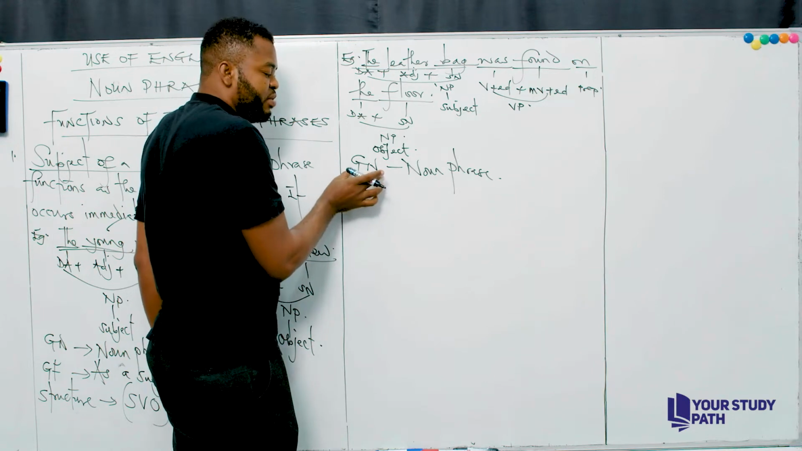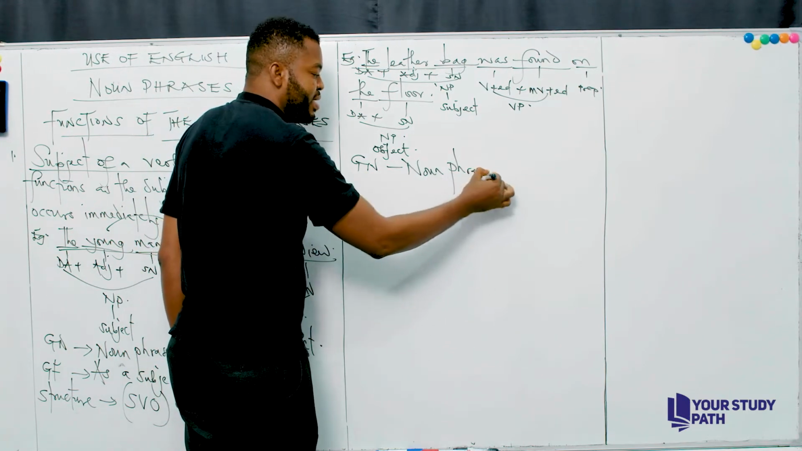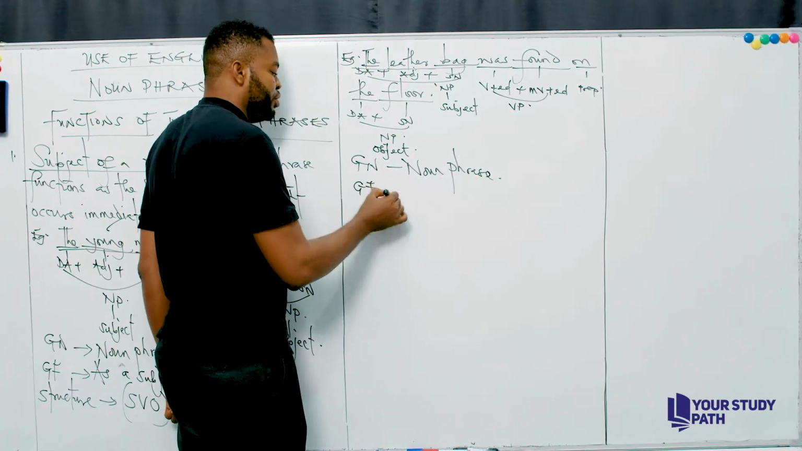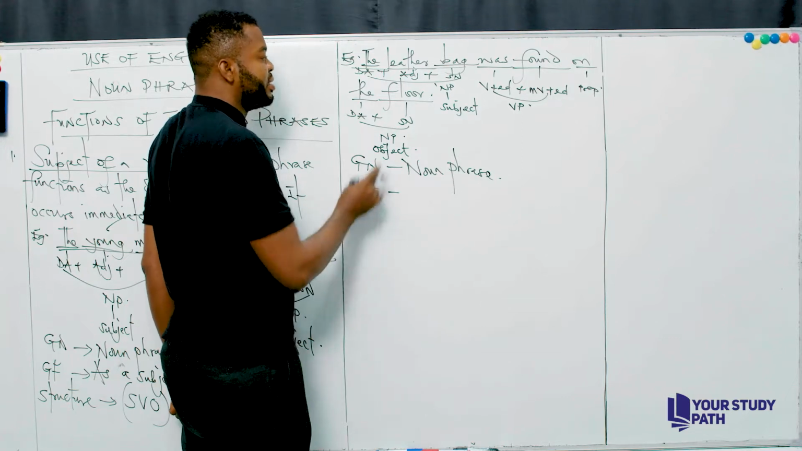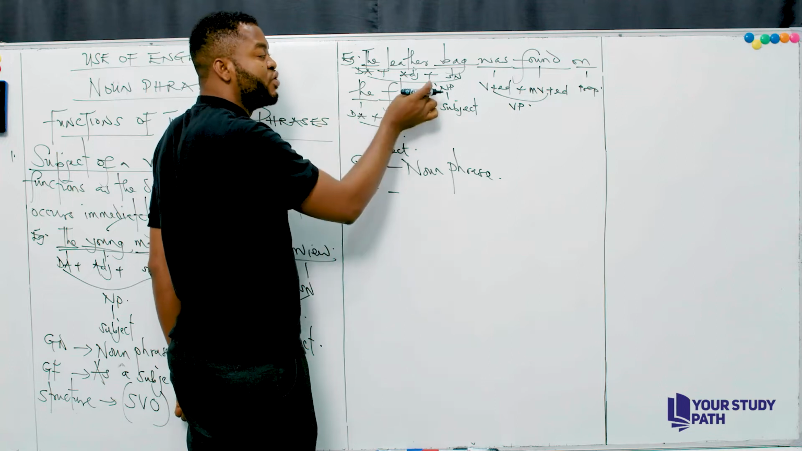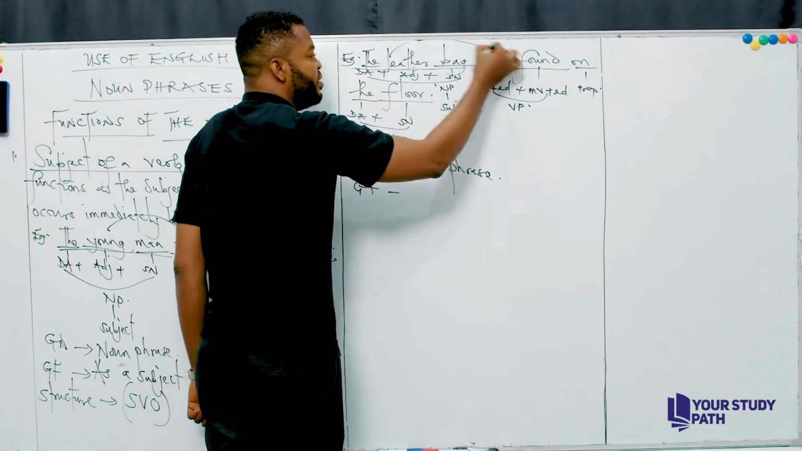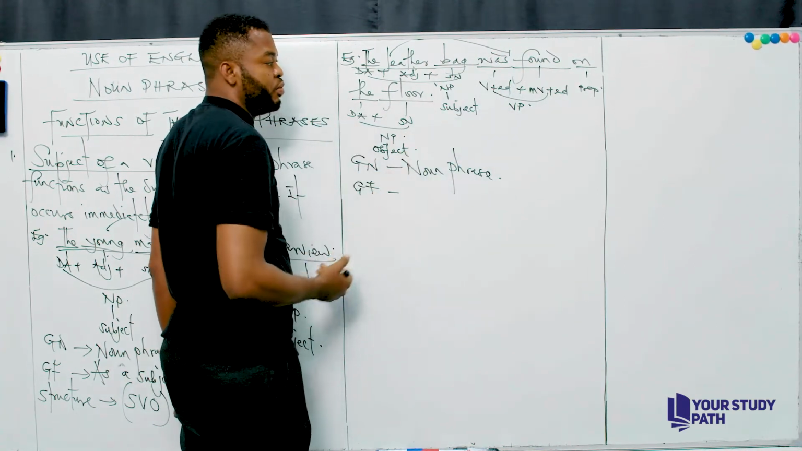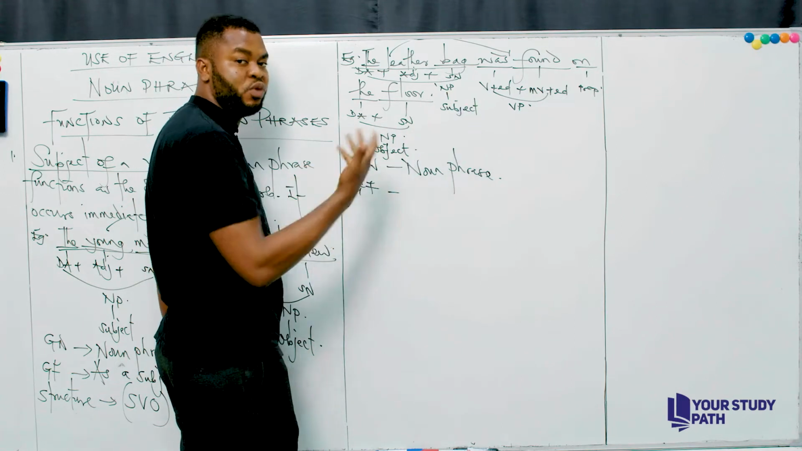Now, what's the grammatical name? The grammatical name is noun phrase. That's a noun phrase. And what's the grammatical function? The grammatical function is that this noun phrase, the leather bag, is functioning as the what? As the subject. Subject to what? Subject of a verb. Okay? Or subject of a verb phrase was found.